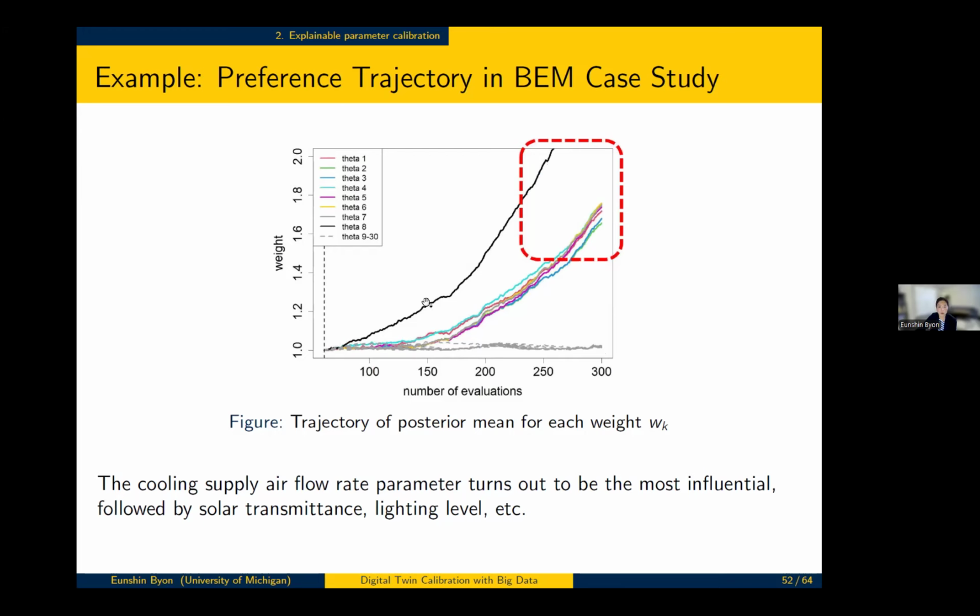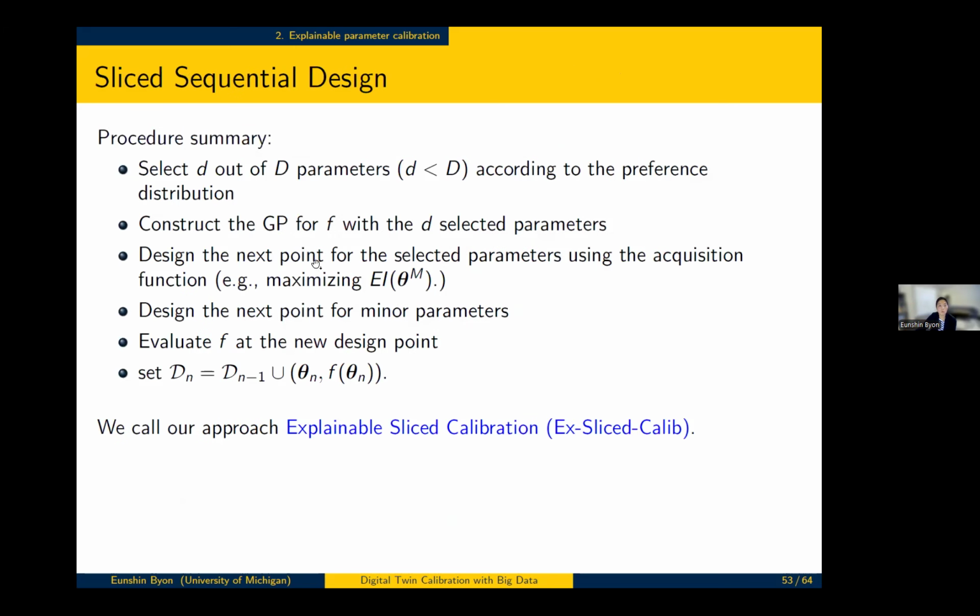And this theta A is the cooling supply airflow rate. In the previous slide, we see that when this parameter was close to 0 or 1, we had a misspecified result, right? But when we reduce the dimension, we didn't really have that kind of problem. So overall, we choose small d parameters out of the original capital D parameters according to the preference distribution, using the multi-armed bandit framework. And we construct a GP with these small d selected parameters to choose the next design points.